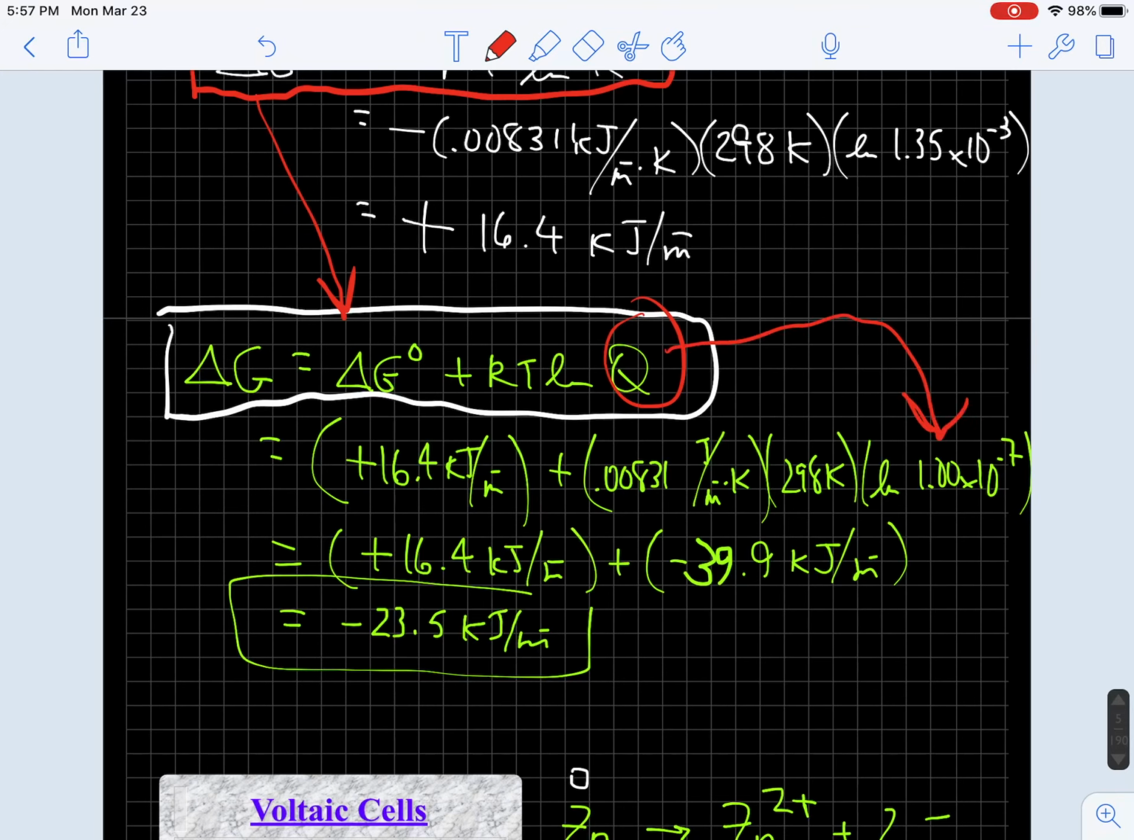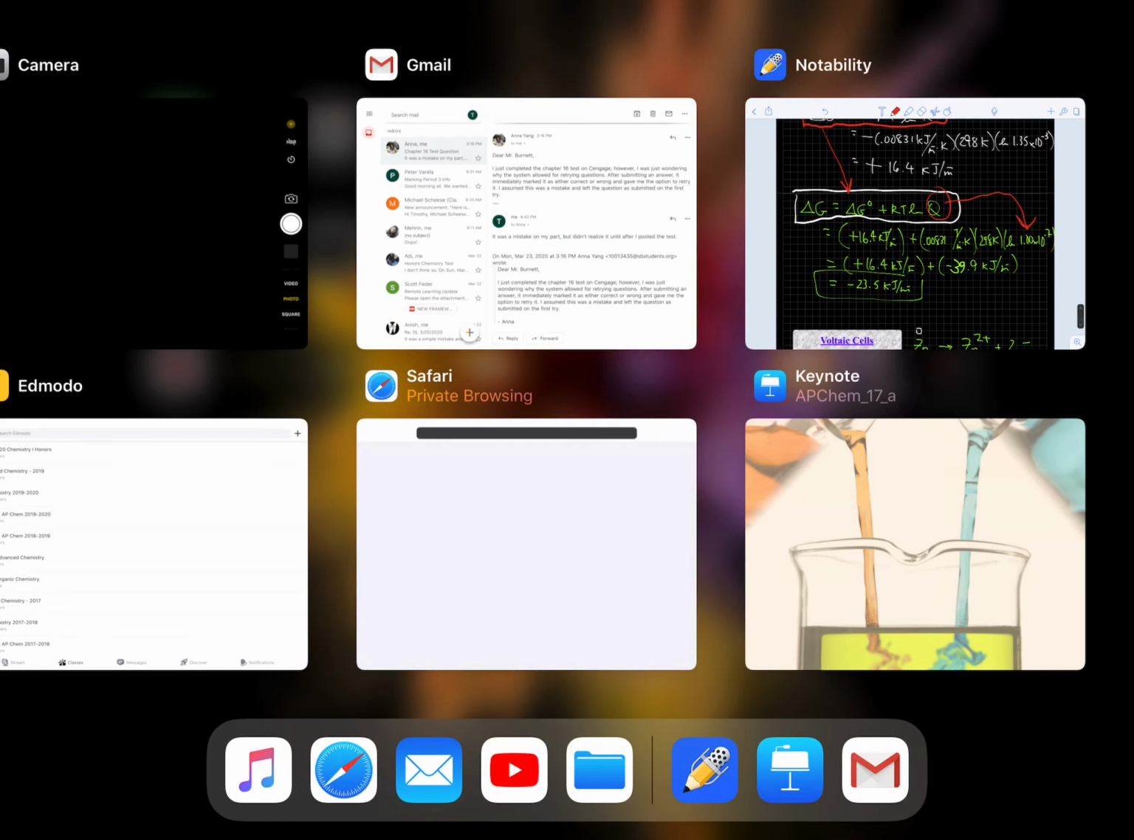And I didn't work that out. I just went ahead and simplified that to be 1 times 10 to the minus 7. When you work that out, that's what you'll get. And then I simplified the two expressions and got negative 23.5 kilojoules per mole.